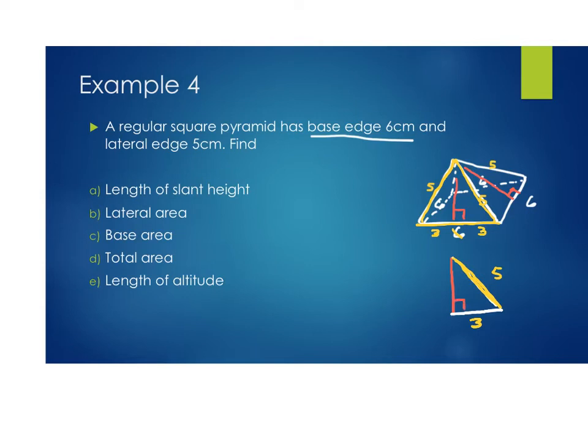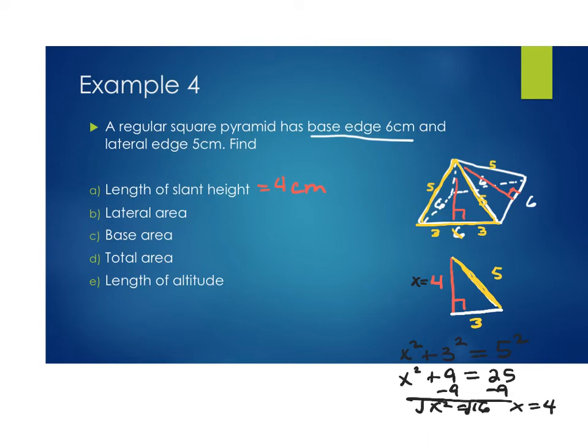And if you remember your triples, this is actually a Pythagorean triple, and my slant height is going to be 4 centimeters. But let's say you didn't remember your triples, so we could have said this is x. So I would have done x squared plus 3 squared equals 5 squared. x squared plus 9 equals 25. Subtract the 9. x squared equals 16. Square root it, and my slant height is 4.